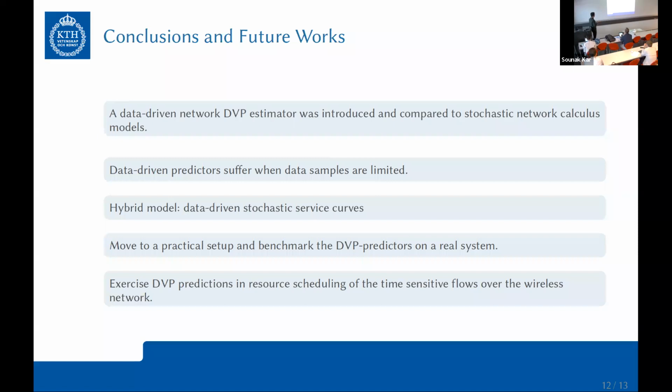So the conclusions: we introduced a data-driven network DVP estimator. We compared it to stochastic network calculus, the state of the art for wireless links. We saw that they really suffer when the data samples are limited. For future work, I'm interested to see if, using the data, we can find a way to produce the service curves of wireless links, because they change a lot and the model underneath changes a lot. What if we could gather samples using extreme value theory and this model, and produce these service curves online, by collecting traces online, and then step into the guaranteeing domain?